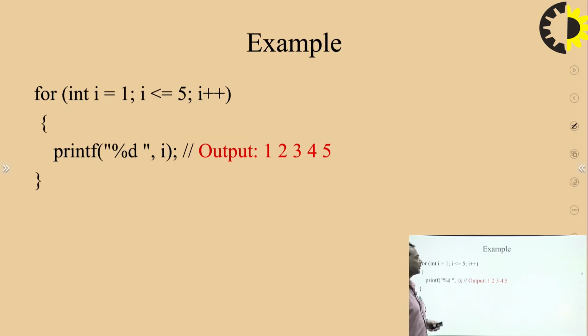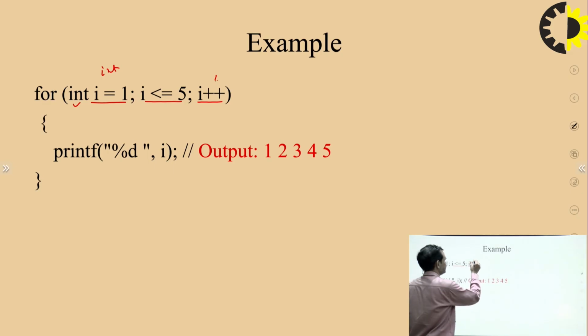Let's take a simple example. Suppose we have to print some values. So what is the condition? Firstly, we initialize a variable. We are taking a variable i, which is of integer type. The condition is i <= 5, and we update the value, meaning we increment the value of i. i++ means i = i + 1, and inside this we print the value of i.